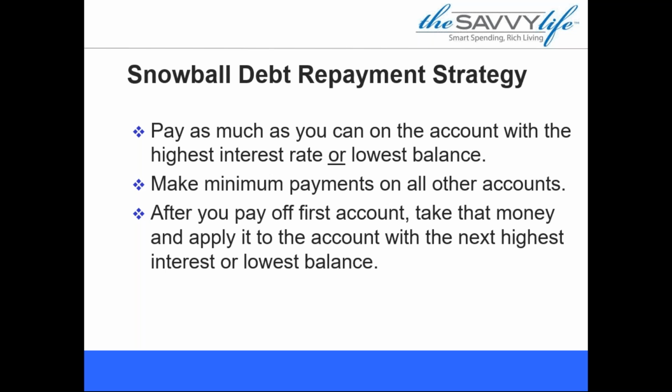Now, for some people, they want to focus on the highest interest rate first. That's actually called the avalanche debt repayment system. For others, they want to focus on paying off the lowest balance first. That's the snowball debt repayment system.